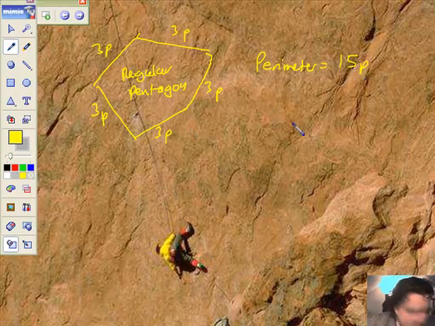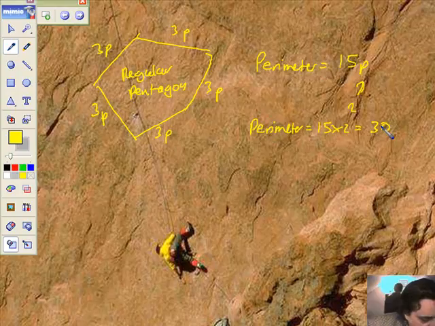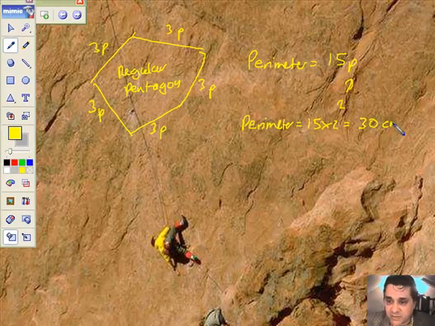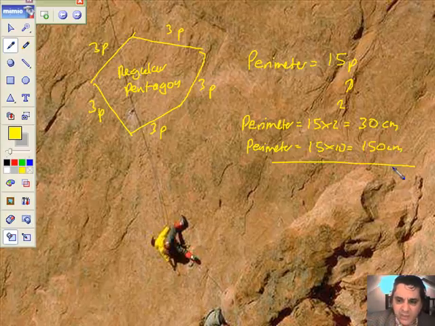Work out the perimeter when p equals 2. So if I shove in a 2 in there, I've got perimeter equals 15 times 2, and that is therefore 30. Is it centimetres? Oh yeah, it does say centimetres. Alright, good. And I've got to work out the perimeter when p equals 10. So here's the next one. 15 times 10, well that's 150 centimetres, and I'm going to stop with that one, leave it alone.